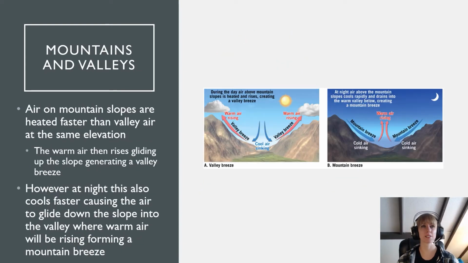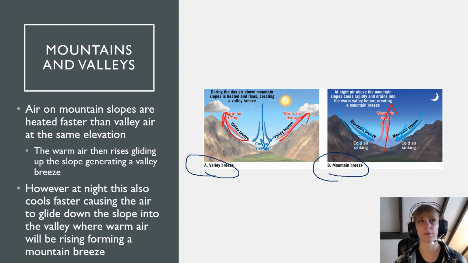Okay, and we have a very similar thing happening with mountains and valleys. Mountain slopes are usually heated much faster than a valley. So what will happen is the air on the slope of the valley going up into the mountains will rise, which causes a lack of air here, which causes cold air to just be pulled right down. Whereas during the evening, the warm air from the valley that has been created throughout the day will start to rise, which then sucks cool air down the mountain, creating a mountain breeze. So daytime, valley breeze. Nighttime, mountain breeze.